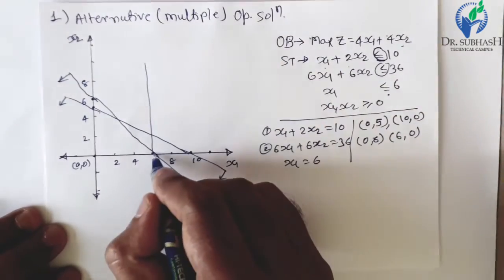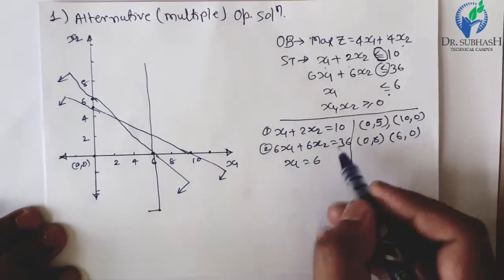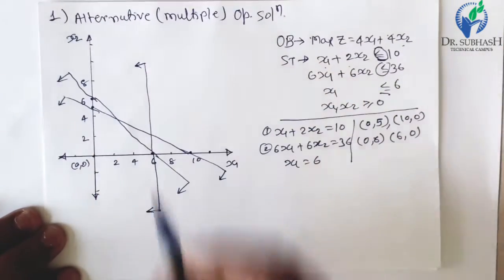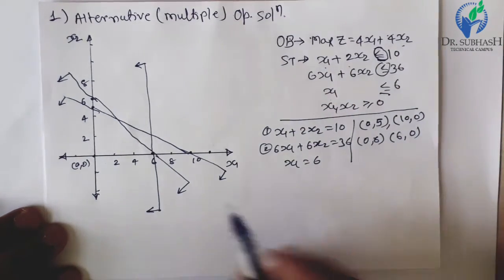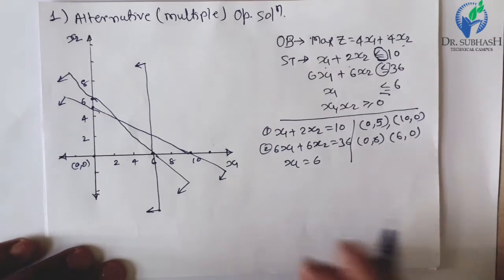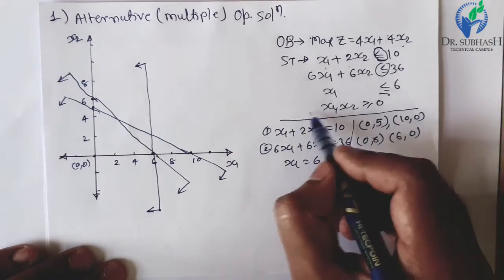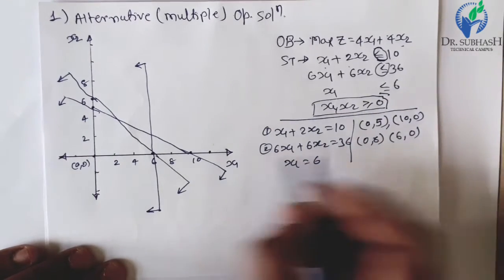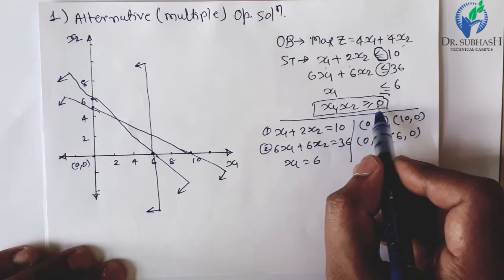So, this line may be like this, and it is less than or equal to sign here. So, the value of our variable will lie in this area. Now, non-negativity constraint is also we have to consider here, which is x1 is greater than or equal to 0 and x2 is greater than or equal to 0.